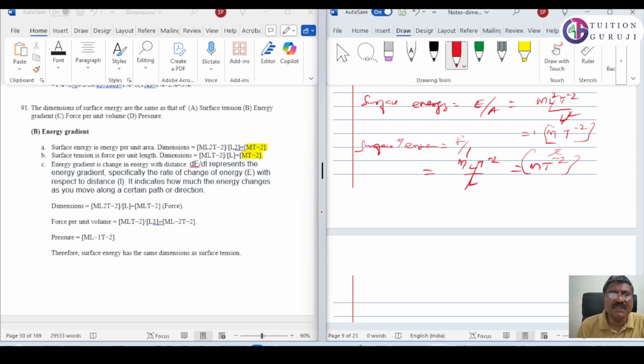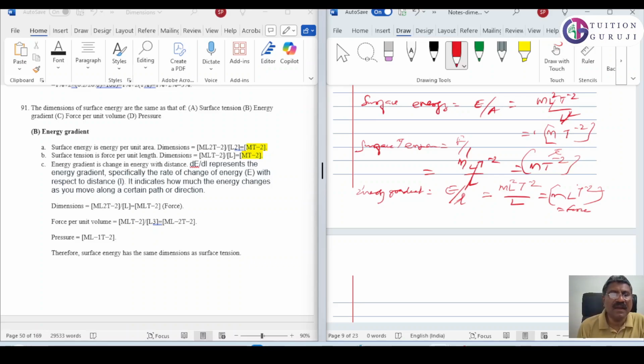Again, we will see energy gradient. Energy gradient is the change in energy with respect to distance. So energy gradient is equal to energy per length, with respect to distance. Energy is M L square T raised to minus 2 divided by L. So that will be M L T raised to minus 2. It is not the same. It is equal to force actually.